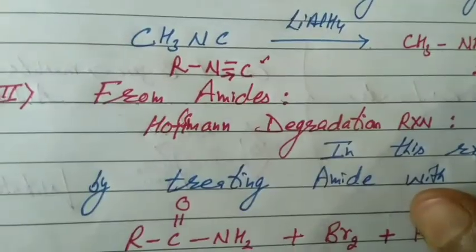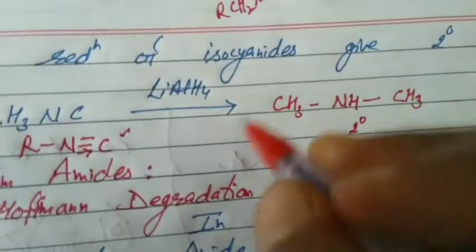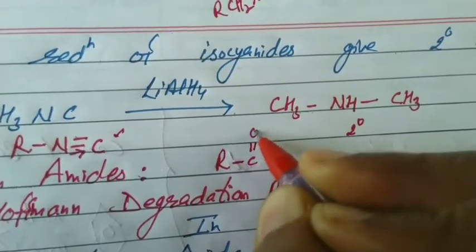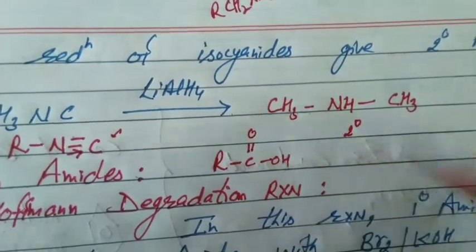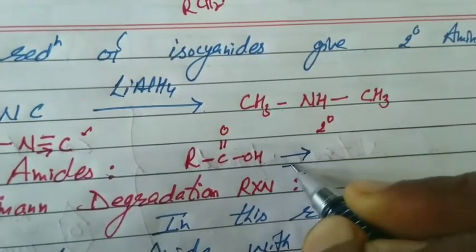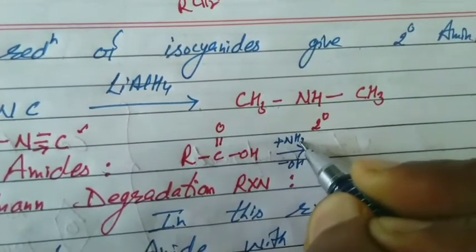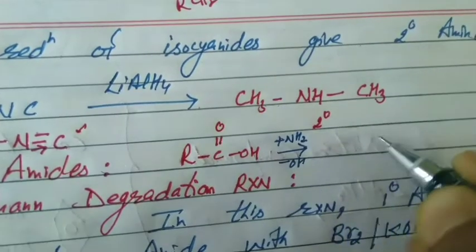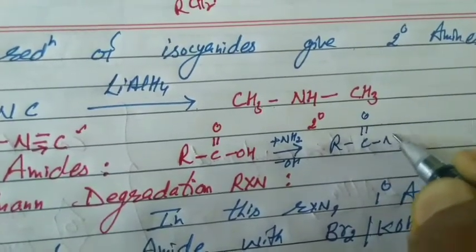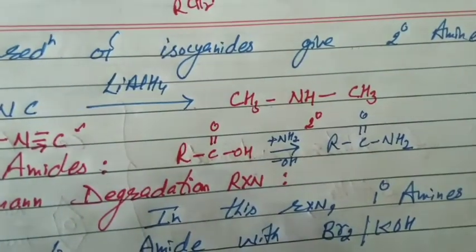Now the second method, students, is from amides. Amides are derived from acids; the parent compound of amides is acid. You know acids contain the carboxyl group, RCOOH. If we substitute the OH group with the NH2 group, the resulting compound is called an amide. What do we get? RCONH2, that is an acid amide, or simply amide. Acid amides are derived from acids.